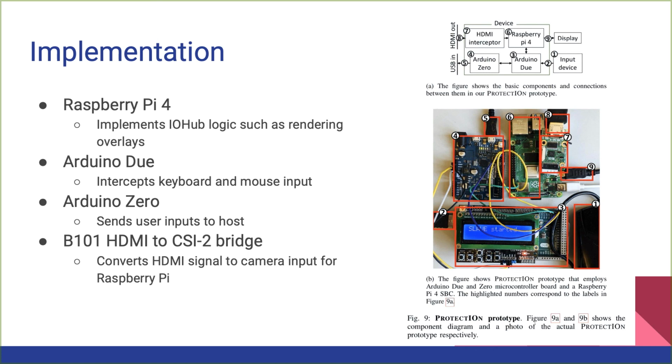And then finally, they have a B101 HDMI to CSI-2 bridge, which is this thing right here. That one takes in the HDMI input and then outputs a camera signal for the Raspberry Pi to read. And that one is for QR code interpretation.